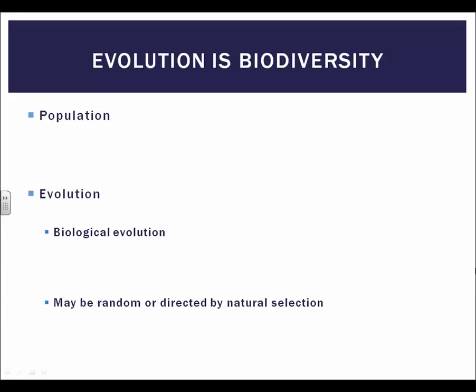We have the term up here, population. The reason why I put this term first is because evolution happens at the population level. It does not occur in an individual. It has to be in a population. So remember, a population was a group of living organisms living together in a particular area and that were interacting.